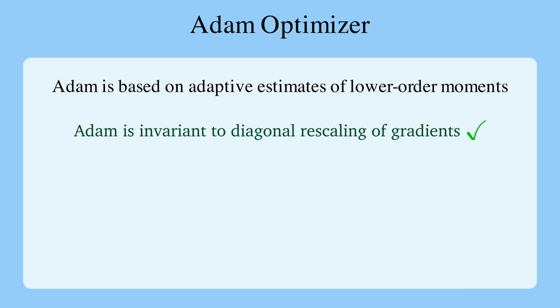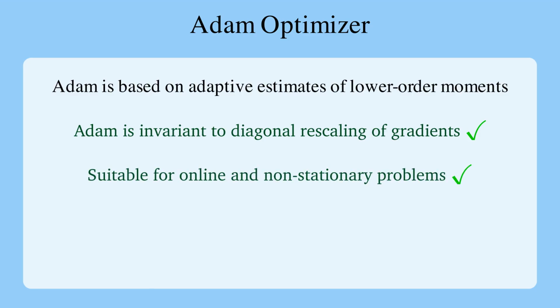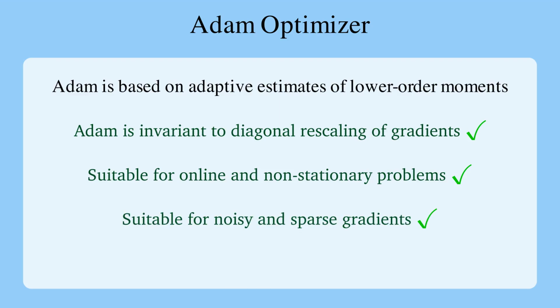The benefits of Adam are as follows. Firstly, it's invariant to rescaling the gradients. Also, it's suitable for online and non-stationary problems, and it also works for noisy and sparse gradients.